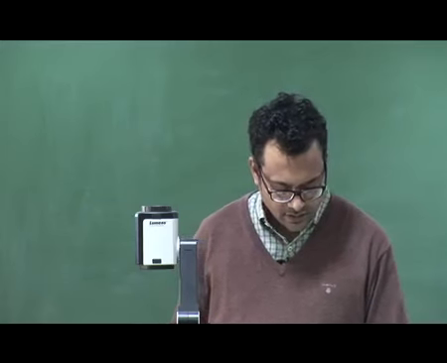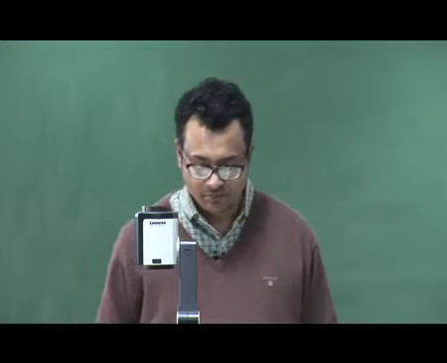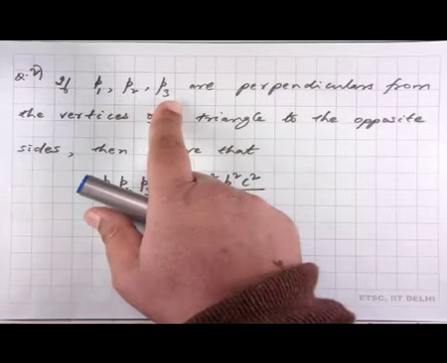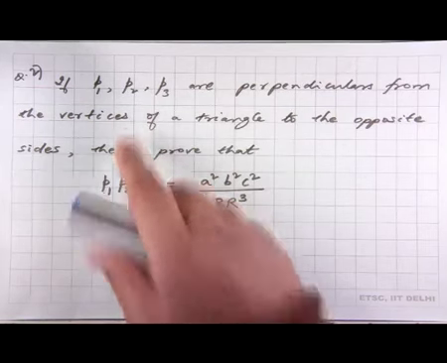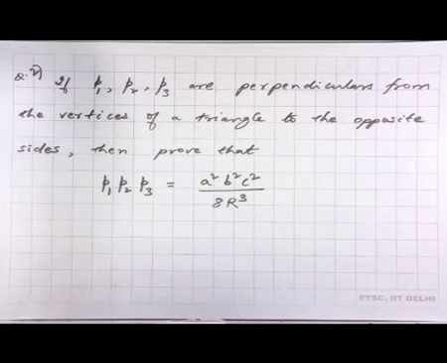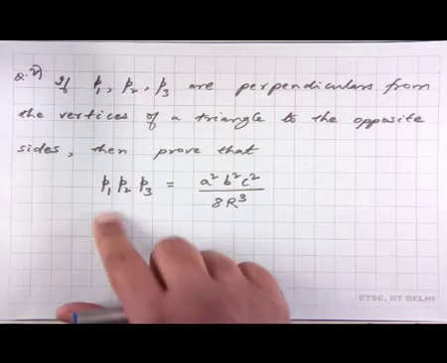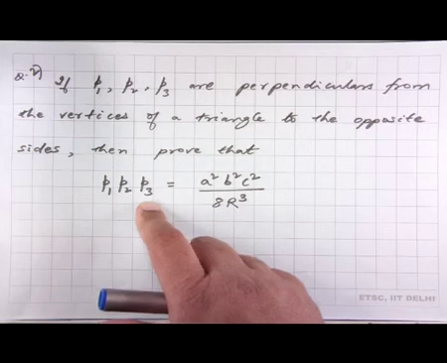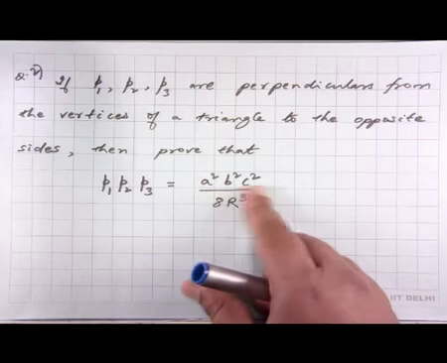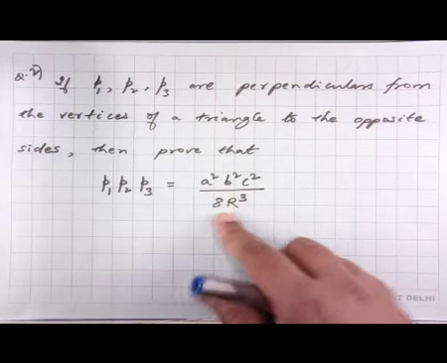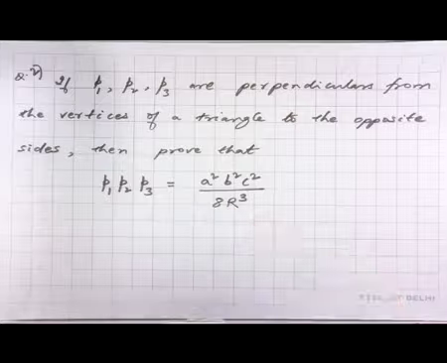Let us take another interesting problem. So, it is said that let P1, P2 and P3 be the lengths of the perpendiculars from the vertices of a triangle to the opposite side, and then it is asked to show that the product of the lengths of these three perpendiculars is equal to the product of the squared lengths of the sides of the triangle upon 8 times the cube of the circumradius.